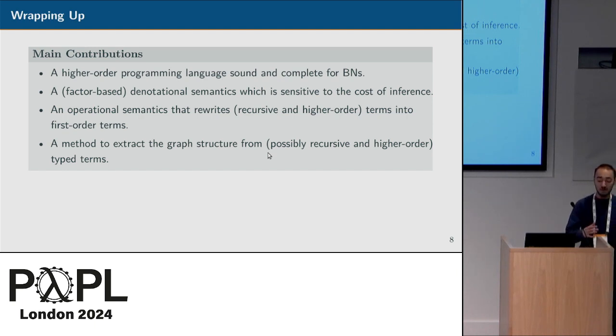We have an operational semantics that rewrites possibly recursive and higher order terms to first order terms. And we have a method to extract the underlying graph structure from the possibly recursive and higher order typed terms. So this is all. Thank you.